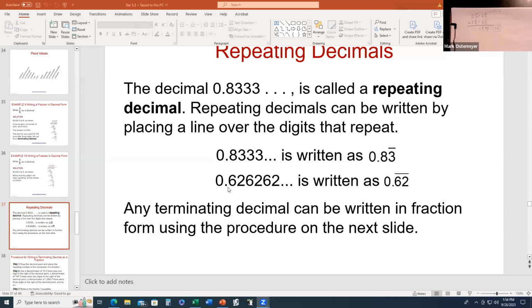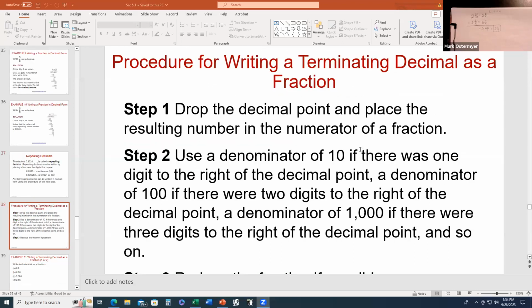Here's a decimal that repeats: 0.6262626262626262 to go on forever. To represent that, you put a bar above the repeating digits, 6 and 2. Okay. Now, any terminating decimal can be written as a fraction using the procedure on the next slide here.